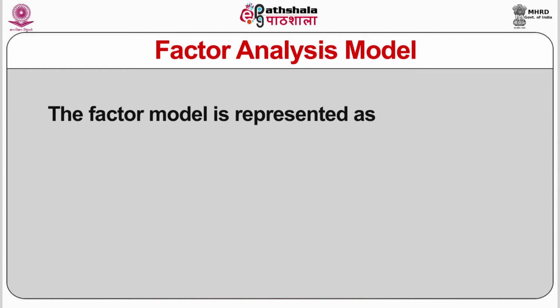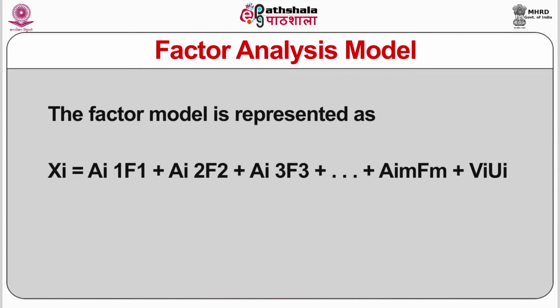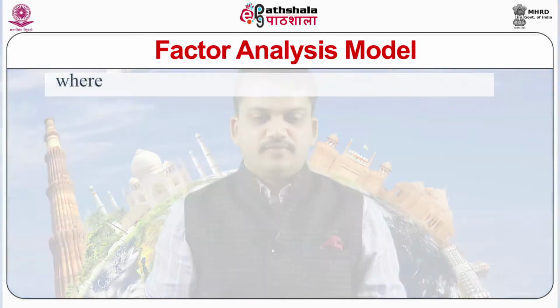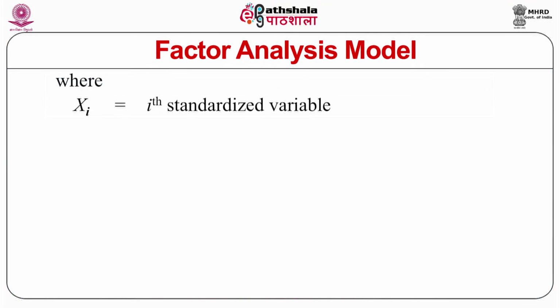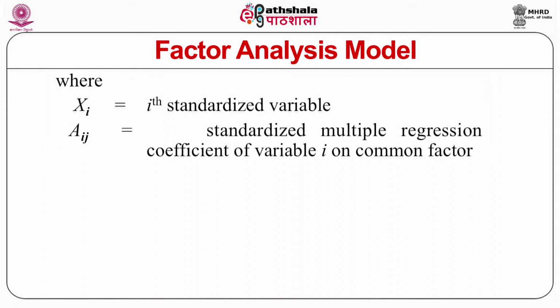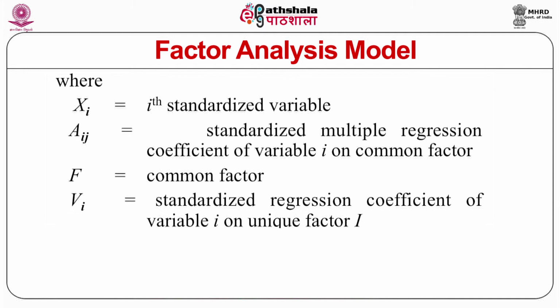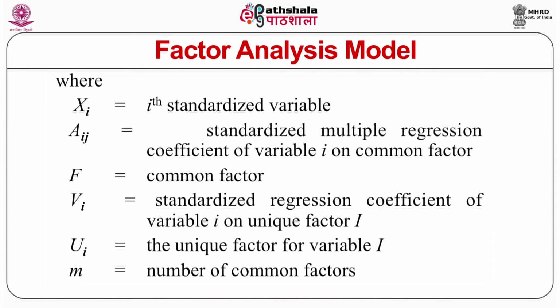The factor model is represented as xi, which is equal to ai1f1 plus ai2f2 plus ai3f3 plus till aimfm plus vi ui, where xi stands for the ith standardized variable, aij is the standardized multiple regression coefficient of variable i on common factor j, f stands for common factor, vi stands for the standardized regression coefficient of variable i on unique factor j, ui is the unique factor for variable i, and m is the number of common factors.